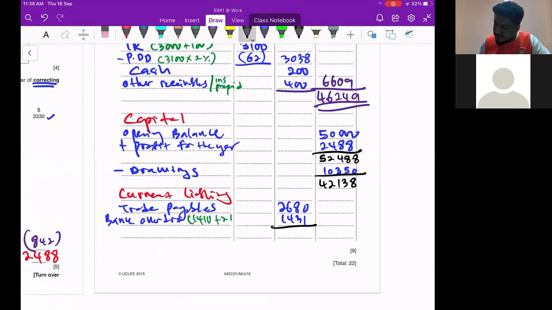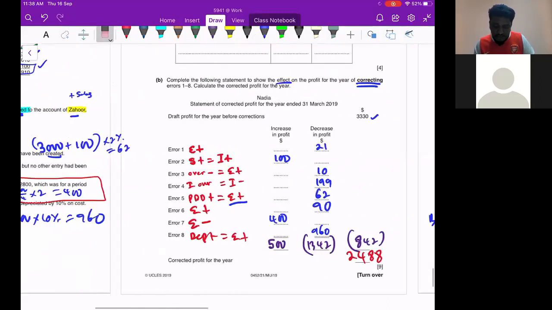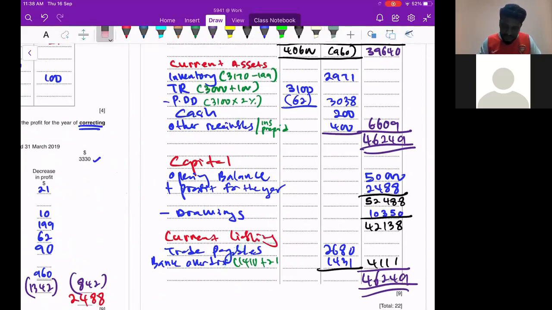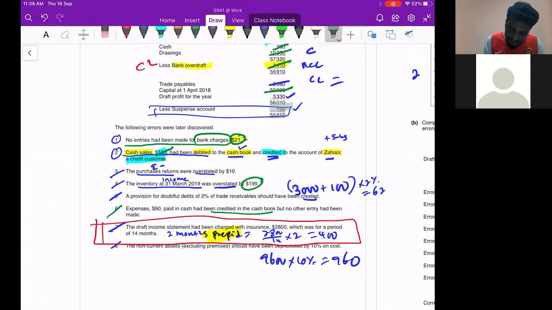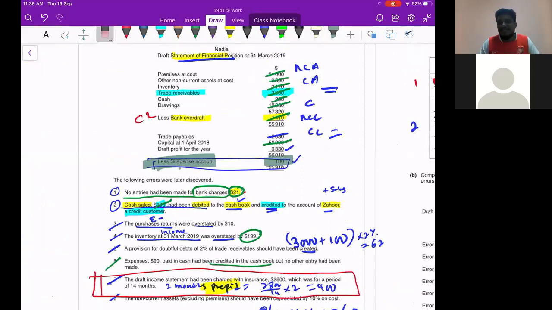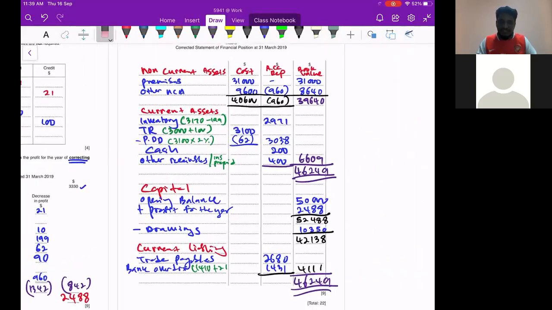1431 plus 2680, I get 4111. This 4111 plus 42138, I get a total of 46249. Correct? Because these two are the same. Okay, it's balanced already. Since you do all these corrections, your suspense account has disappeared. If you look here, I canceled all the numbers already. The suspense account disappeared because I have done all the corrections. So this is your statement of financial position.